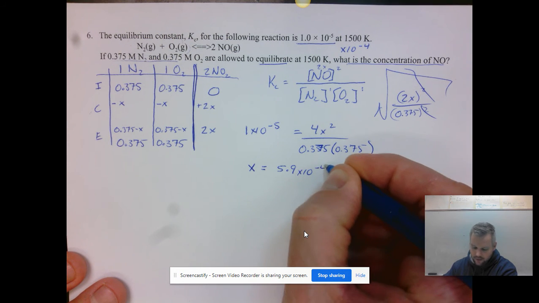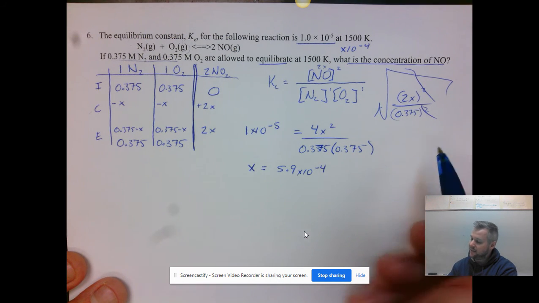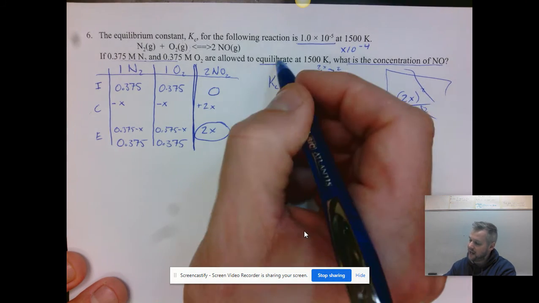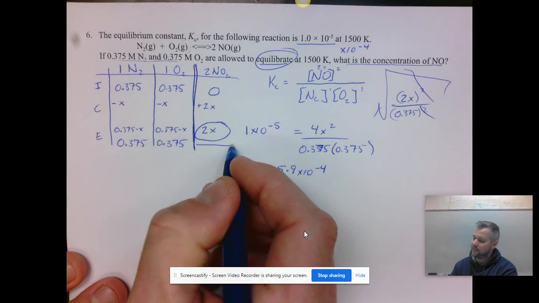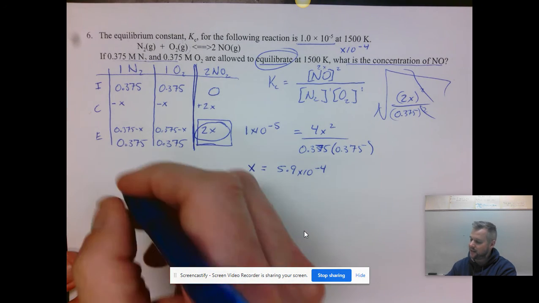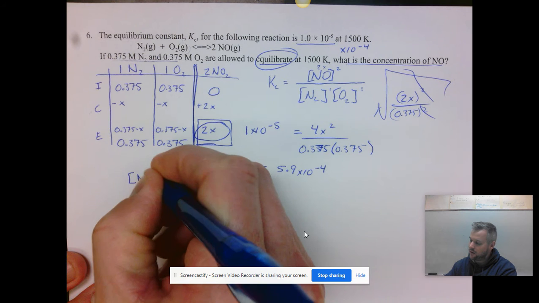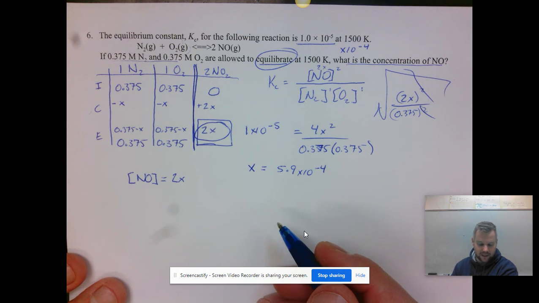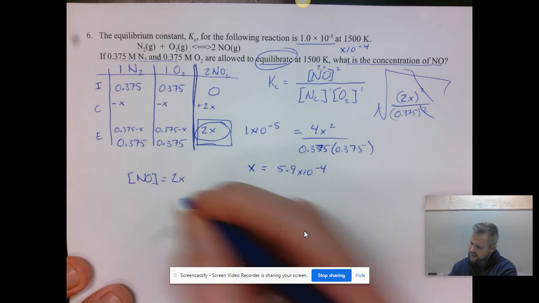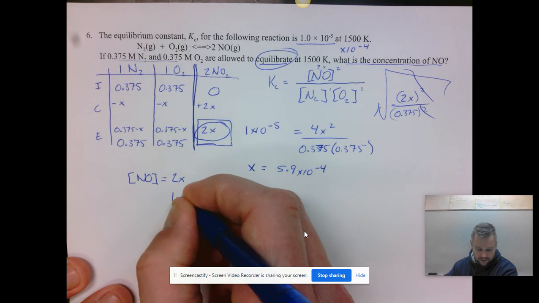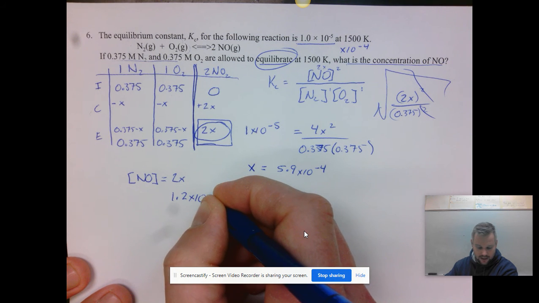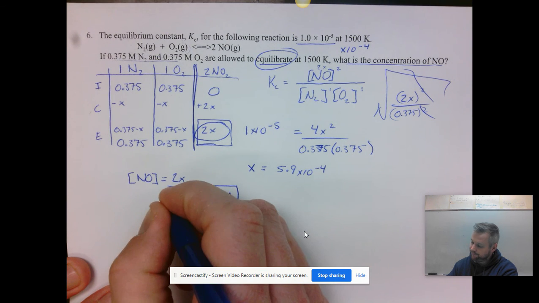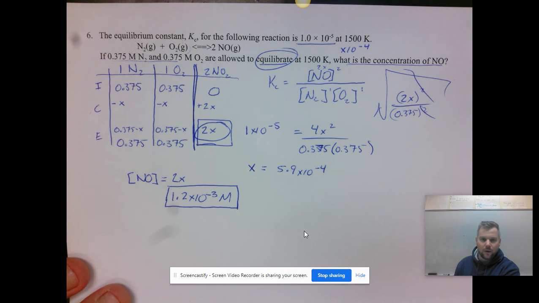Then the thing is that I'm looking for this concentration. It says, what's the concentration of NO after it equilibrates, which means this is the box that I want. And that box is the concentration of NO, which is equal to 2x. So I need to take this number times 2. And once I get done with the rounding, I end up with the number 1.2 times 10 to the negative 3rd molar is my final concentration. Hope that one helps.